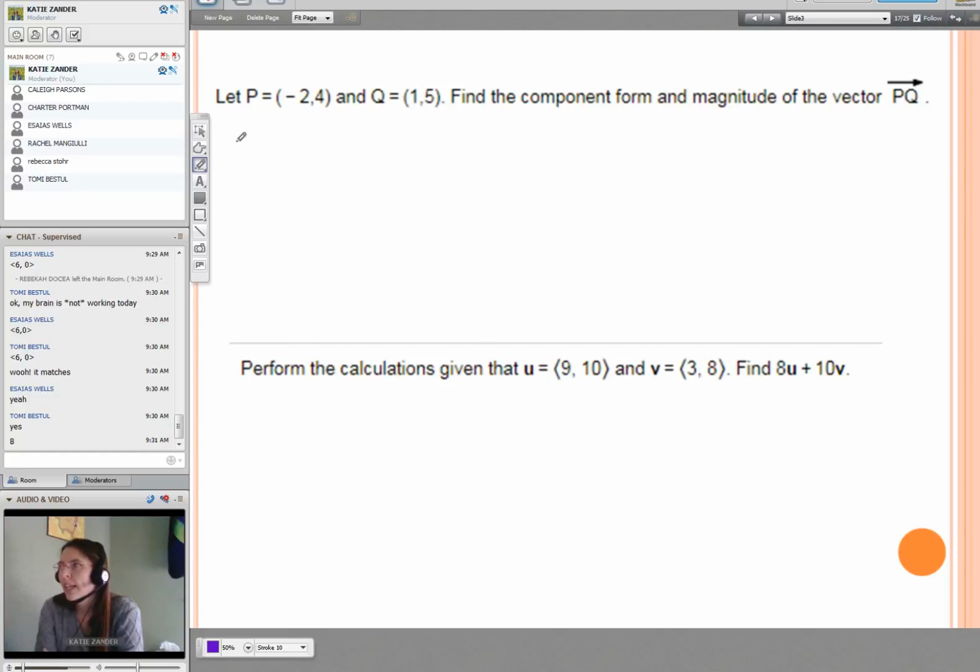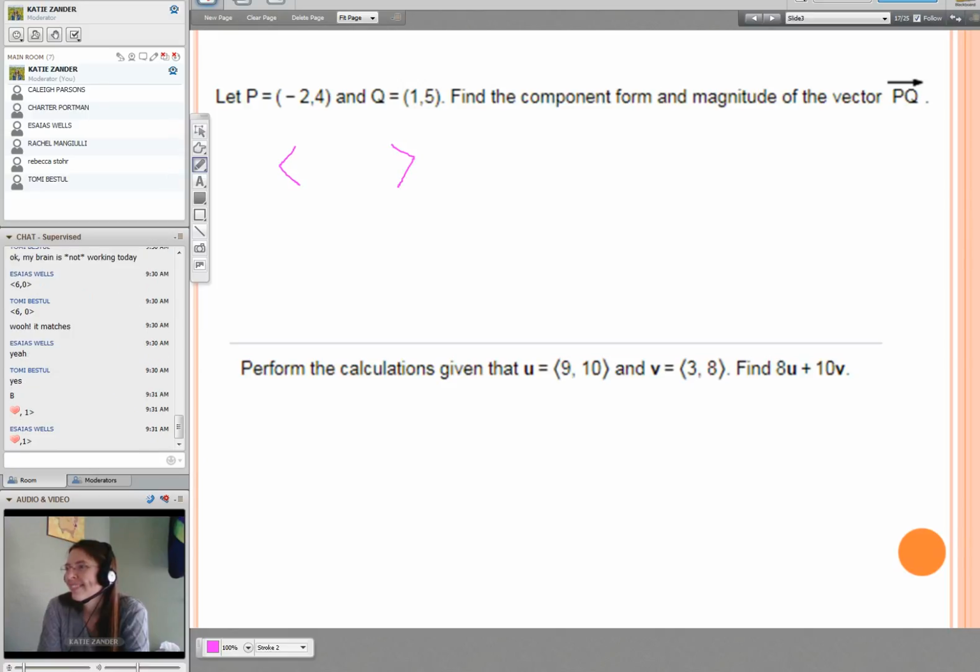All right, the first thing we're going to do for the next one is find the component form and then the magnitude of the vector PQ. So first thing is the component form of vector PQ. What do we get for that component form? Aw, nice little heart. 3, 1. Yeah, so our hearts are our 3s, right? Gotta love the emoticons there.